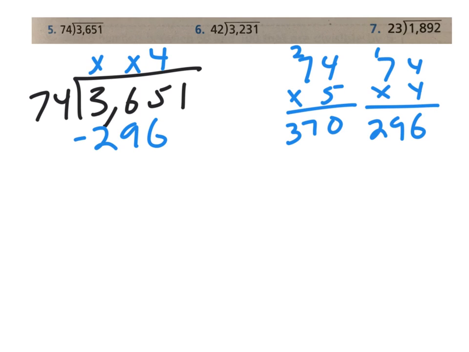Make sure all these numbers are lining up nicely like mine are. Borrow. 6 becomes a 5. Borrow again. 3 becomes a 2. 15 minus 6 is 9. 15 minus 9 is 6. 69 is less than 74. Bring down the 1. Okay.